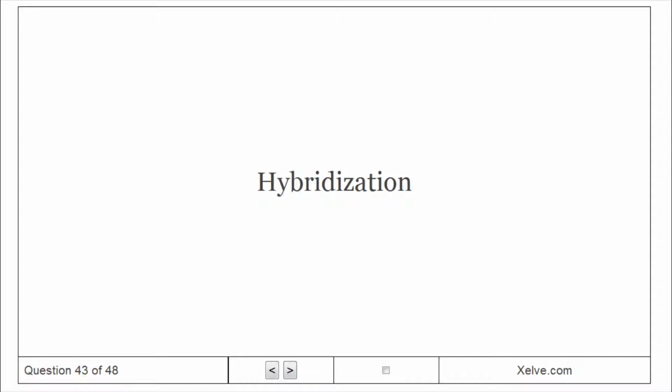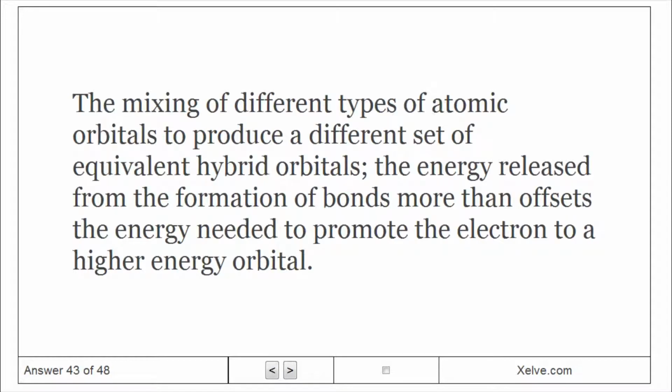Hybridization. The mixing of different types of atomic orbitals to produce a different set of equivalent hybrid orbitals. The energy released from the formation of bonds more than offsets the energy needed to promote the electron to a higher energy orbital.